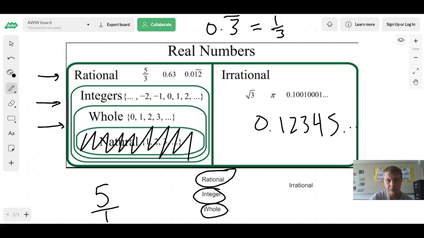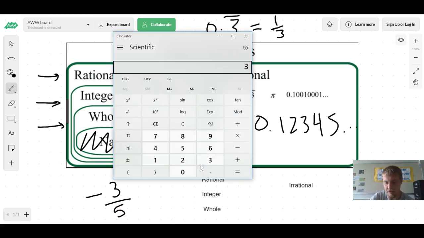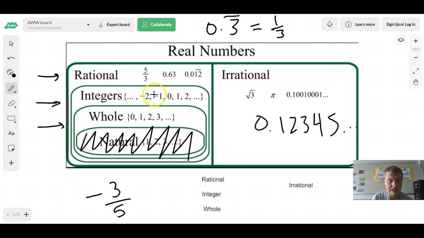Let's try another example. Okay, now we have negative 3 over 5. Well, it's not going to fit whole because it's a negative number. It's not going to fit the integers because this is a fraction, or it has a decimal afterwards. As you can see, if we did 3 divided by 5, we get the decimal 0.6. So it's not an integer. It is a fraction, so it is only rational. Let's try another one.